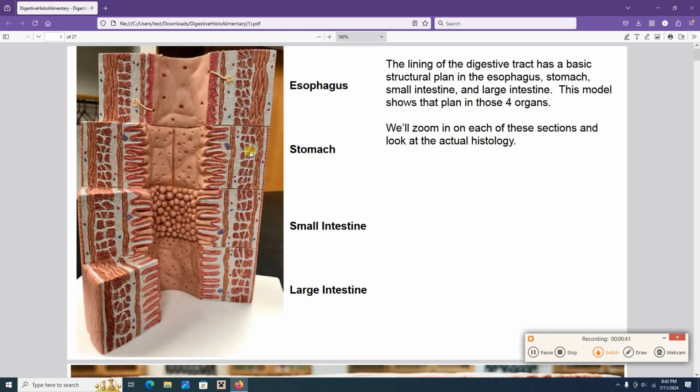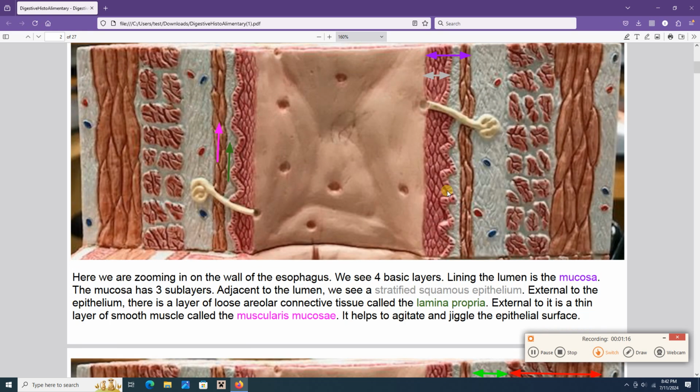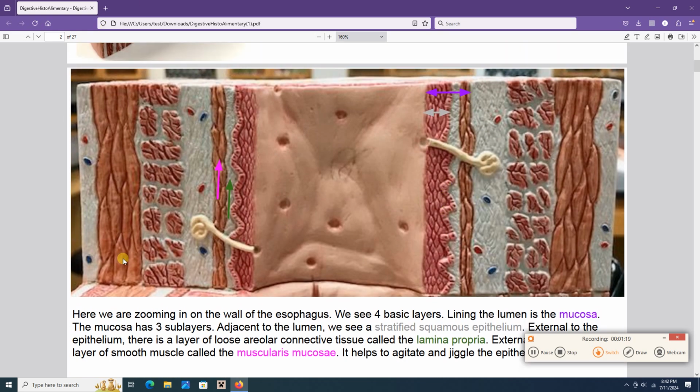Now, in lecture, we learned that the lining of all these organs has the same structural plan. There are 4 basic layers in the wall of each of these organs, okay? So we're going to zoom in on each organ. We're going to look at the model here. We're going to zoom in on the model for each of these organs. Like this part is the esophagus, this part is the stomach, this is the small intestine, this is the large intestine. Then we'll look at the actual histology. Sound good? All right. So, this is the wall of the esophagus.